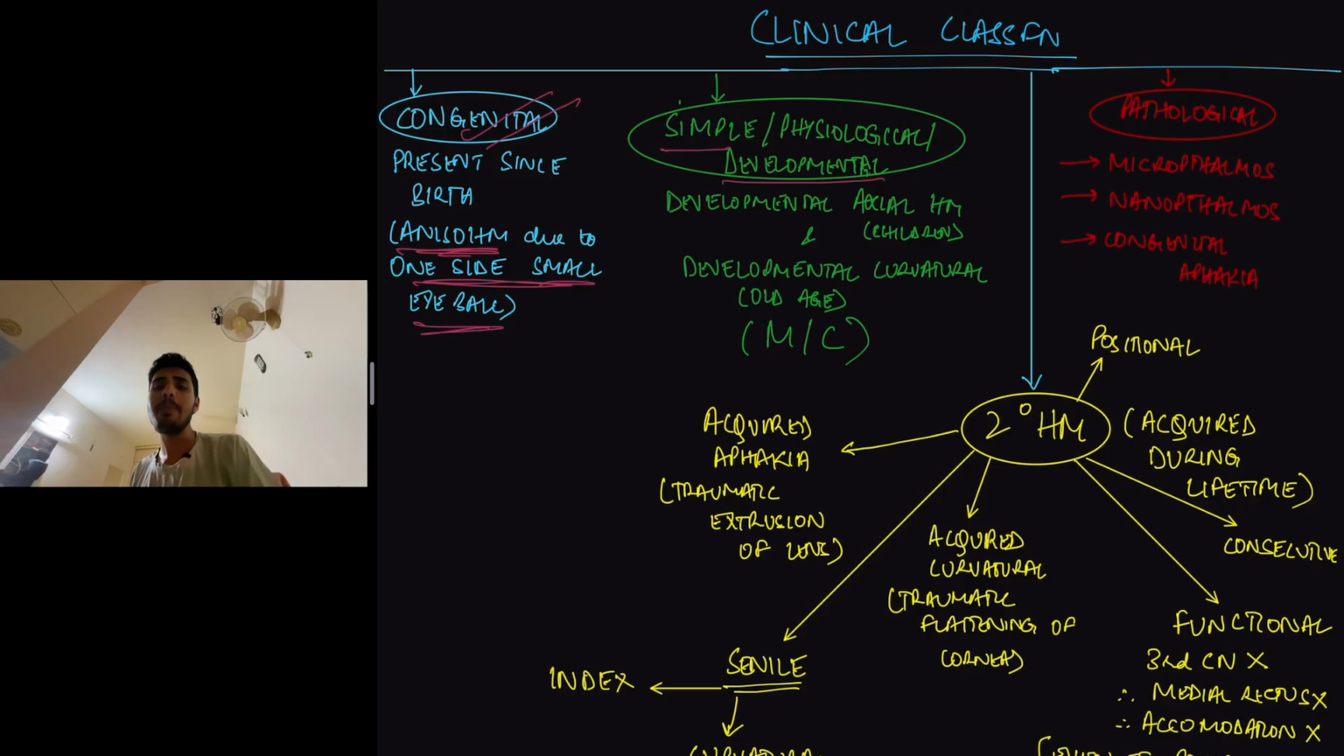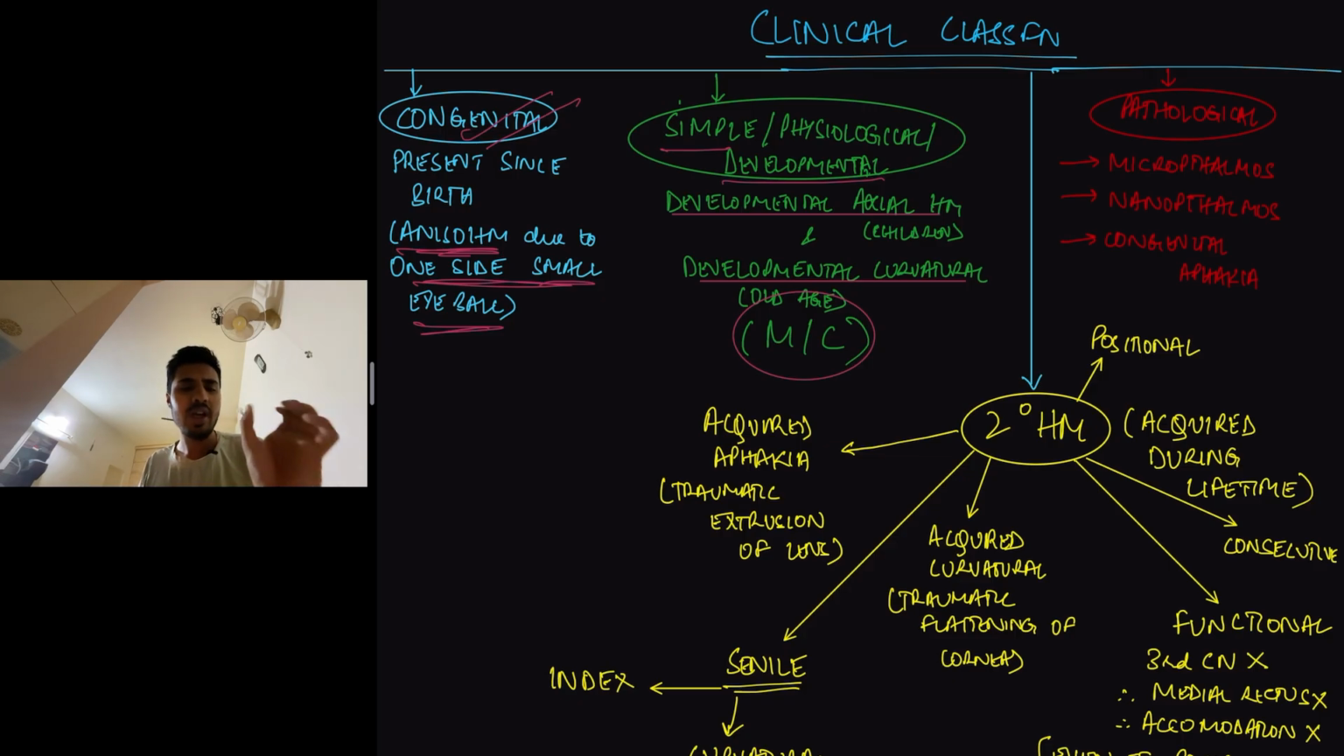Then you also have simple or developmental hypermetropia. Now, what is simple or developmental hypermetropia? This is actually the most common type. So what happens? You have developmental axial hypermetropia and you have developmental curvatural hypermetropia. Now, simple. In children who are growing, slowly their eyeball size also is increasing, right?